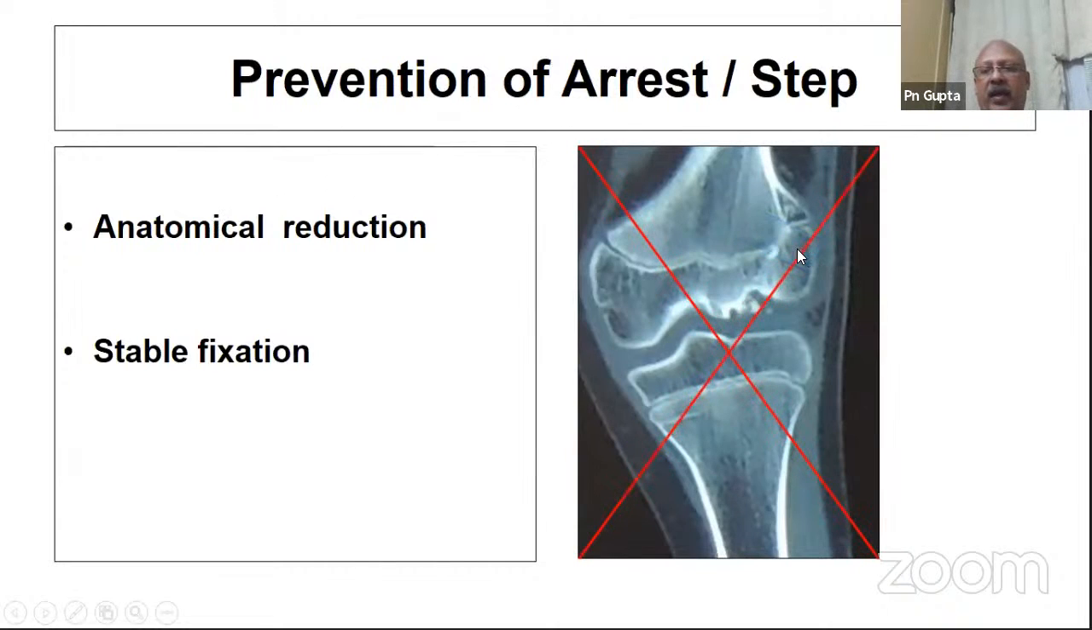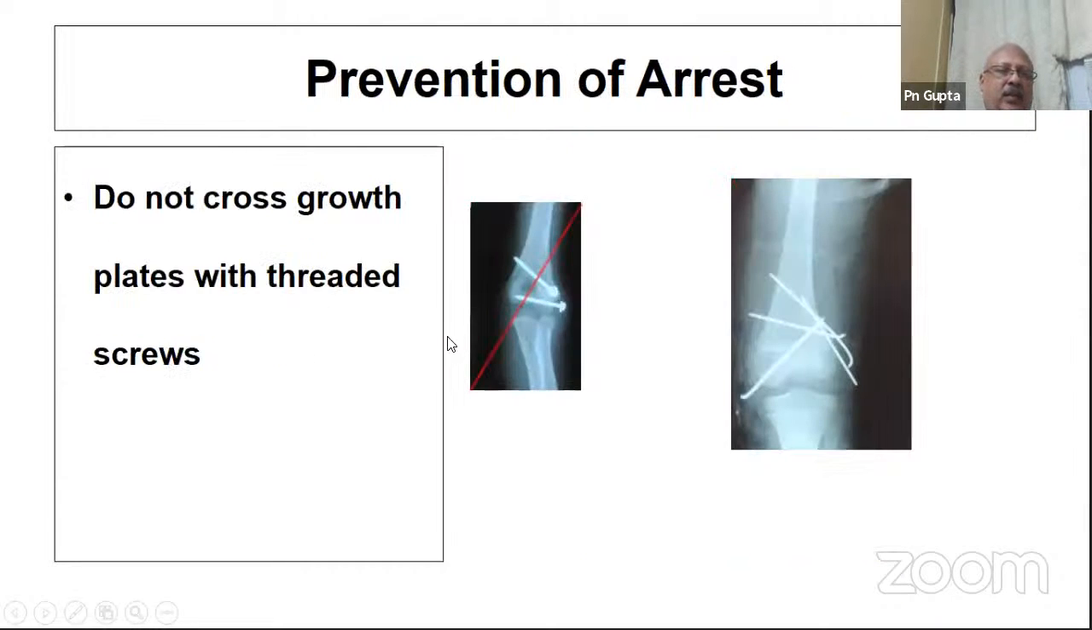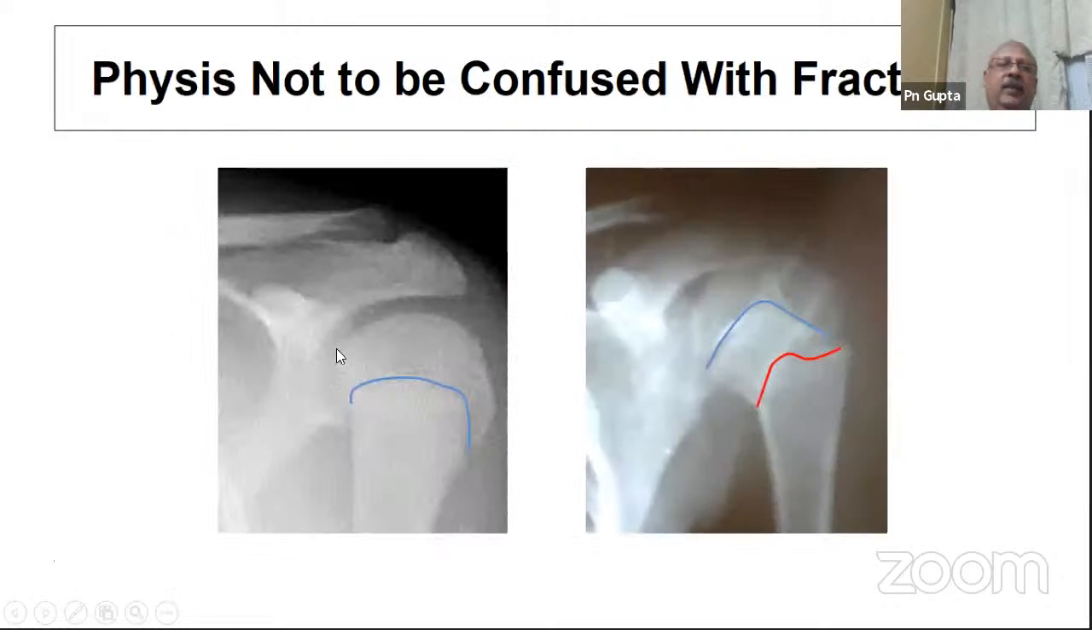The second reason why anatomical reduction is required is that if you don't do it, there can be a crossbar formation between the metaphysis and the epiphysis, like this. If this reduction had been accurate, there would not have been a bar formation. So do not cross the growth plate with screws. If you need to cross, use smooth K wires. We have discussed it already.